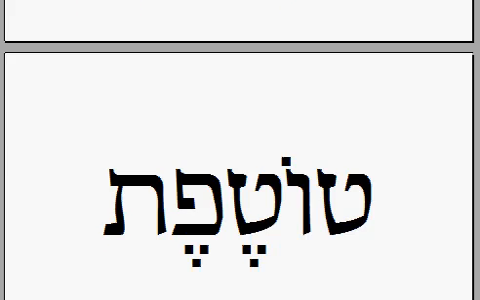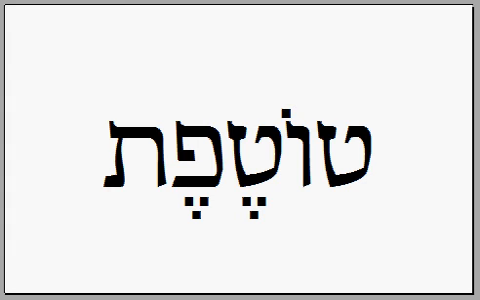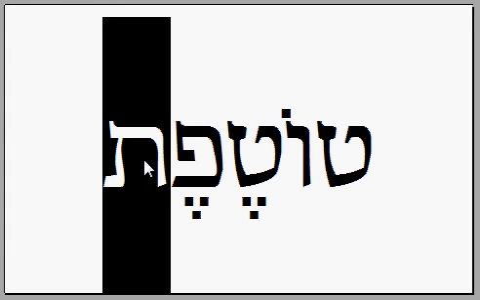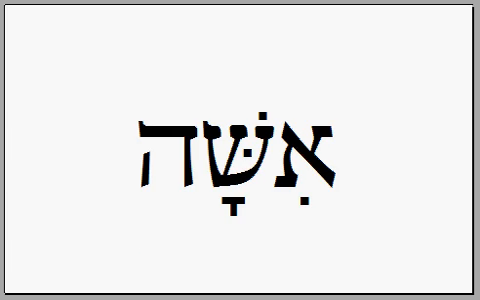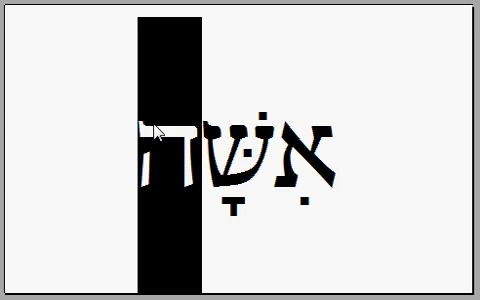Now I'm going to show you two nouns, and I'm going to tell you what they mean, just so you can see and identify it by looking at it. The word totefet, you'll see the tav is here. We know this is feminine. And here we have another one: if you look at the word isha, we have the hey here at the end, and therefore we know once again that it's feminine.